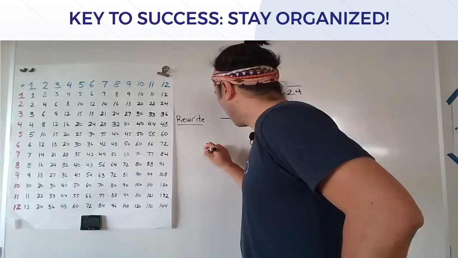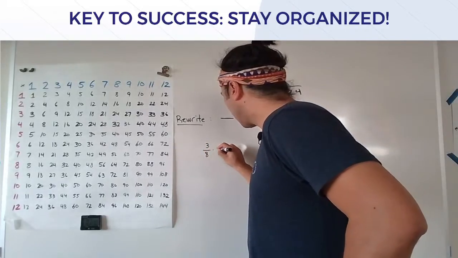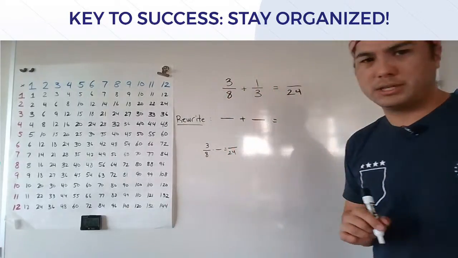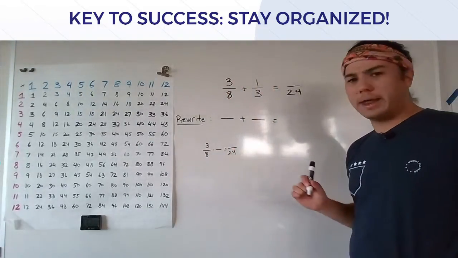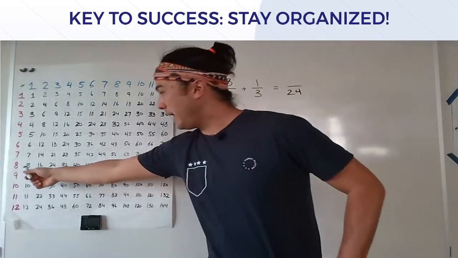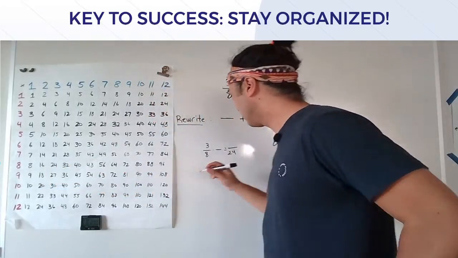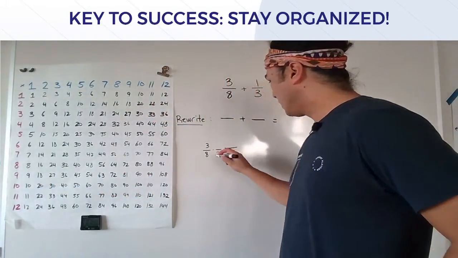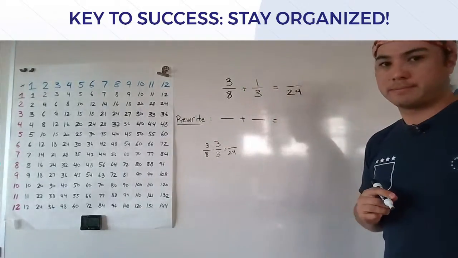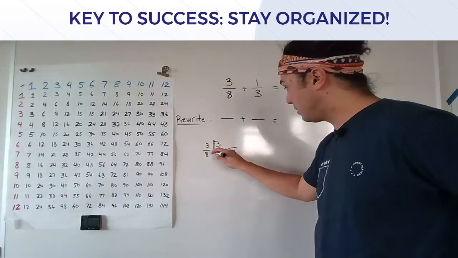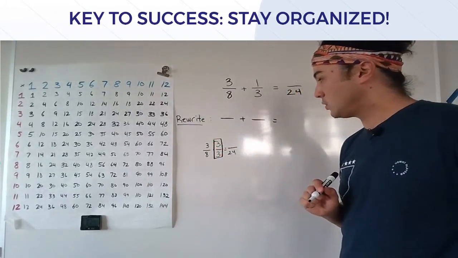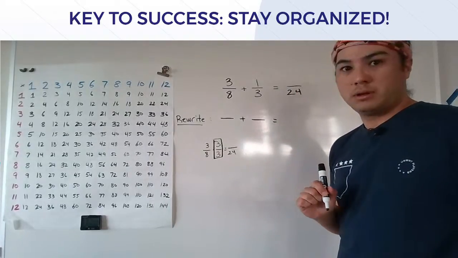So 3/8 times what equivalent of 1 is going to get us 24ths? 8 times what is 24? Well, we can look here. 8 times 1, 2, 3 is 24. So that means we need 3/3. Because remember, this 3/3 is an equivalent of 1. So we're not changing the value of our 3/8.